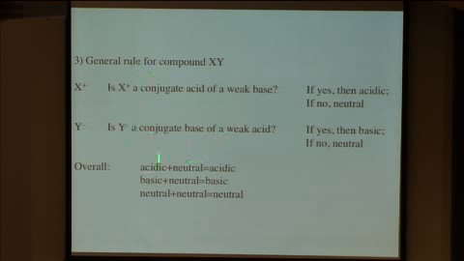You might know that something is a weak base. You might know that its conjugate is a weak acid. And if you have a conjugate base of something that's a weak acid, then it is a base. If it's a strong acid, it would be ineffectual. But if it's a weak conjugate of a weak acid, it'll be basic. No, it's neutral. So overall, you can have three possibilities.